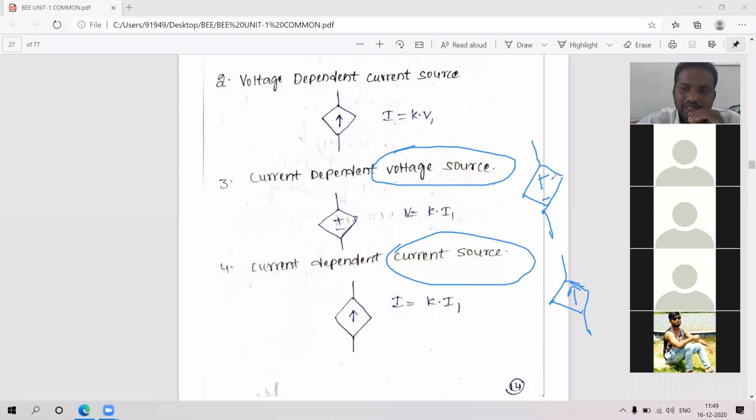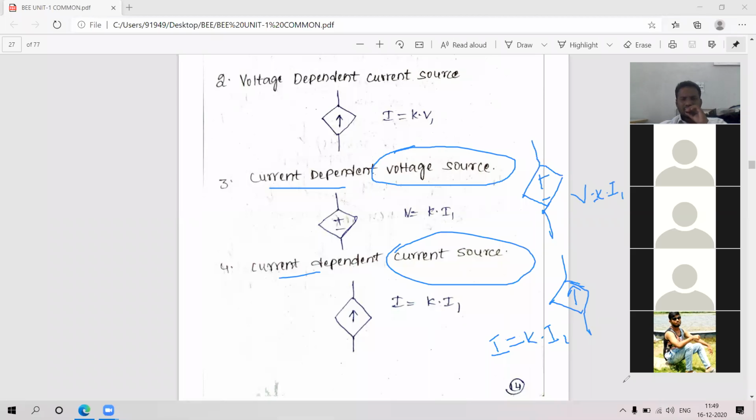Here plus and minus is there, which means by default you have to write V. Here an arrow mark is there, so by default you have to write I. In the first case it is depending upon current, that is why K is multiplied with current. Here in this fourth one, it is depending upon current only, that is K times I1. Likewise, you need to write.